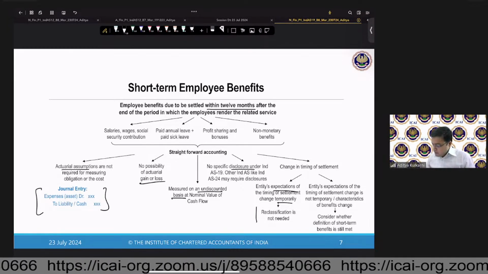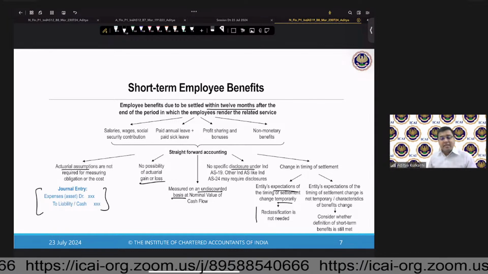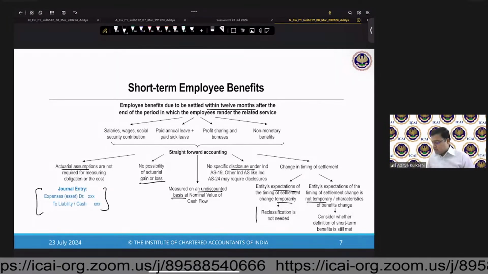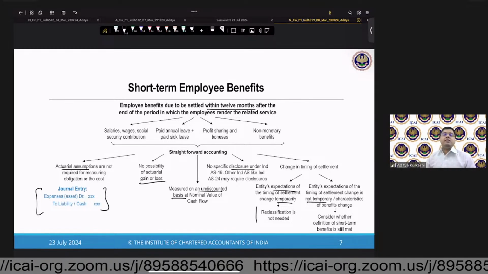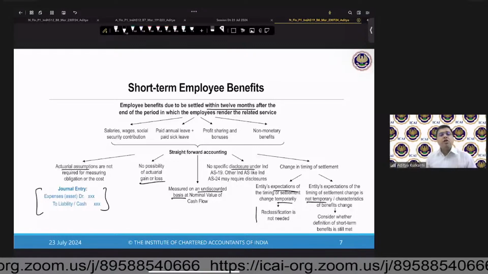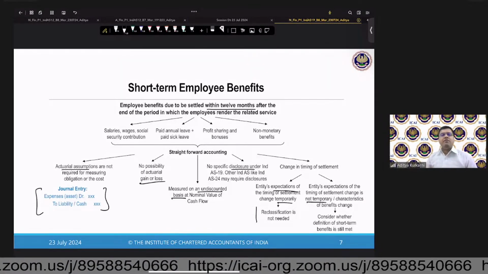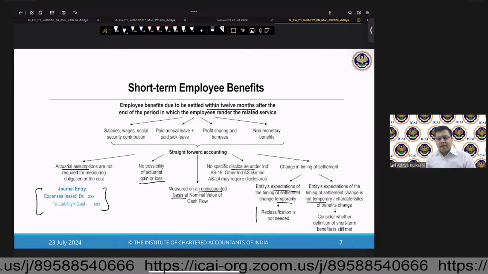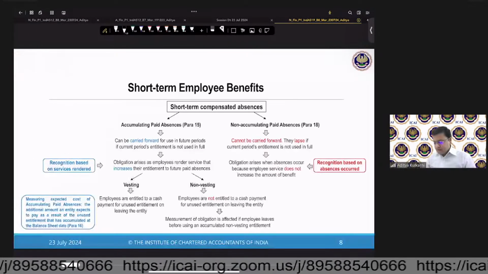However, if you are expecting that the change is not temporary, the characteristics of the payout itself change, then you have to ask the question whether it is a short-term benefit, or will it come out of short-term benefit and go into post-employment or other long-term employee benefits. Is it okay? Yes.